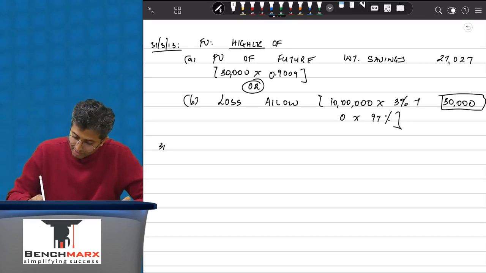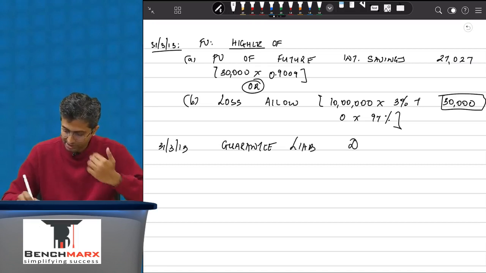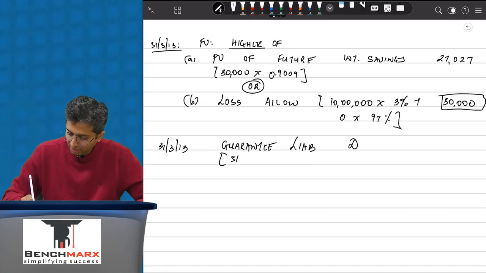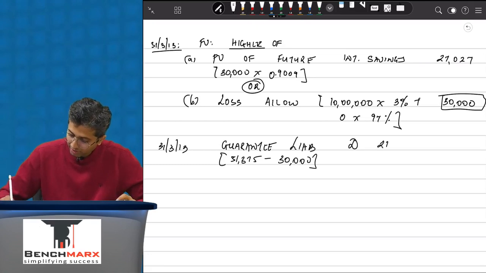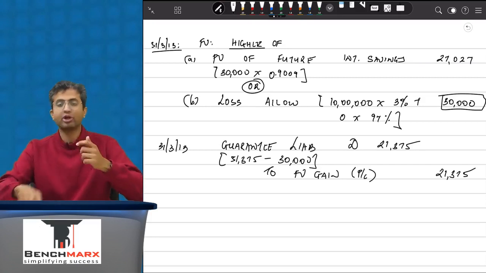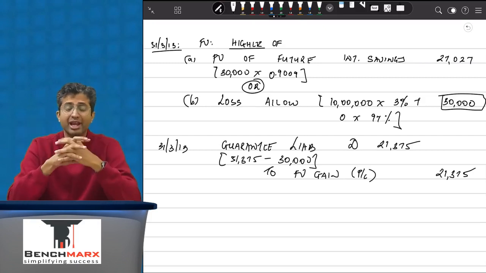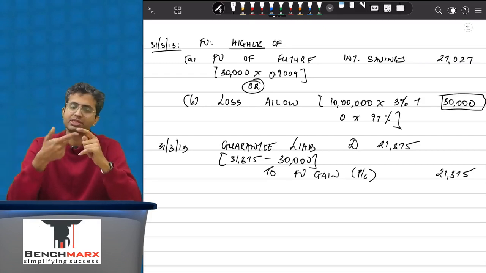So again on 31st March 2013, your entry will be guarantee liability account debit, which is, I guess, 51,375 minus 30,000. Your liability has to come down. So this is by 21,375 to fair value gain, which you can take into the profit and loss account. Acha, if at the end of year 3, the next year, the debtor repays the loan, in which case this 30,000 which is there in your ledger will go to the P&L.